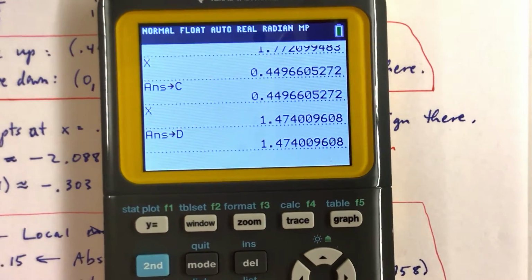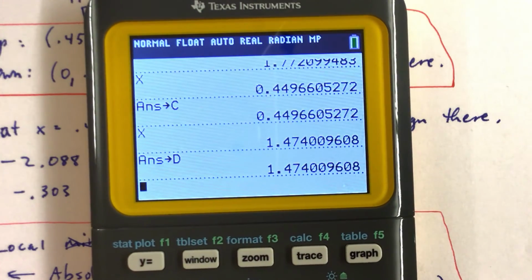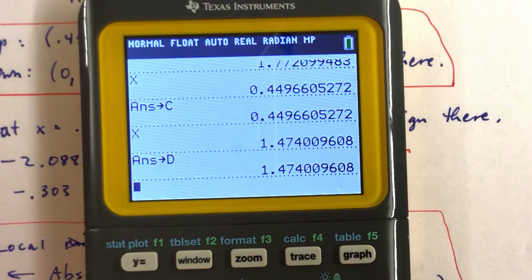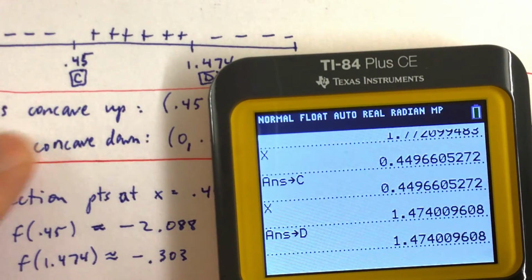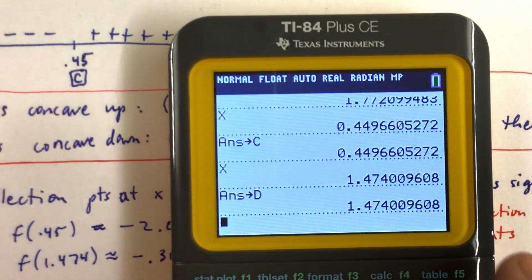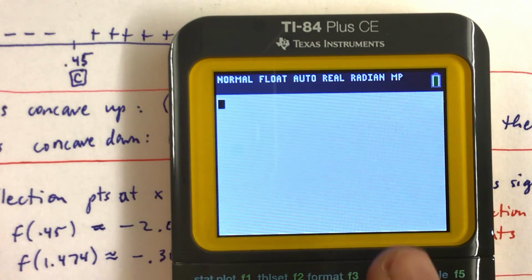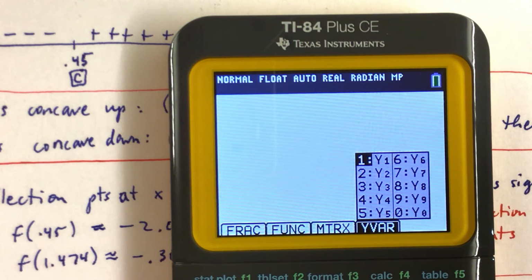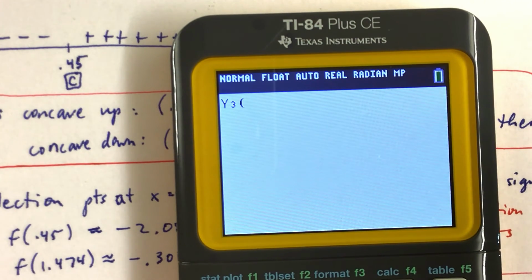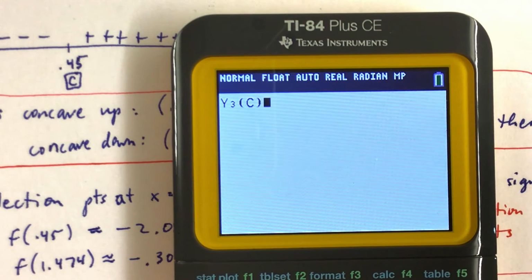Let me zoom in. If I want to get f of 0.45, I know that 0.45, I labeled on my paper as the value that I stored in position C. So clearing the screen to keep things simple. Alpha trace. Now what do I want? I want f double prime, and that's my y3. So I want f double prime at position C, alpha C, and if I put parentheses there, so I have f double prime at C at 0.45, and that is not supposed, oh, sorry, I totally messed up.